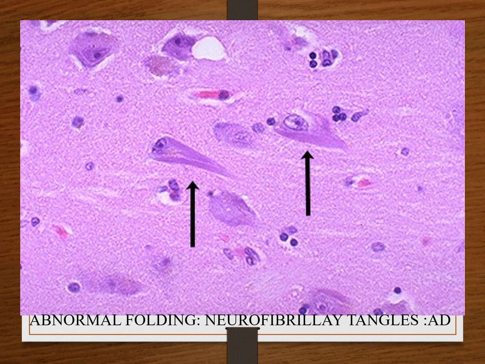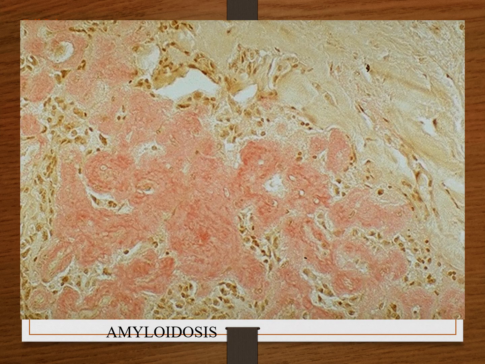Classical example for abnormal protein folding or misfolding is neurofibrillary tangles, which are characteristic features of Alzheimer's disease. So the arrow is indicating the abnormal folds or neurofibrillary tangles. This is a picture showing the amyloid deposition. Amyloid is nothing but a proteinaceous substance.